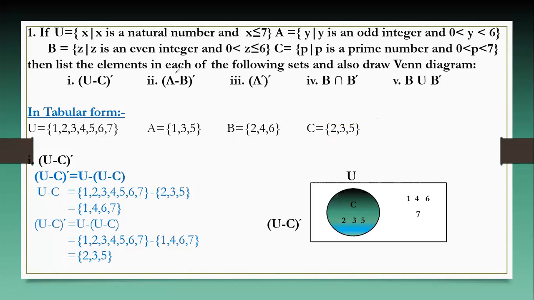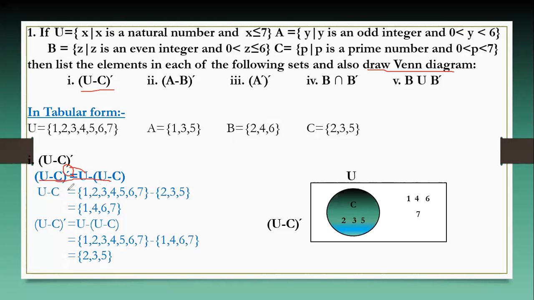The question is then: list the elements in each of the following sets and also draw the Venn diagrams. Now question number 1 is (U minus C) whole complement. U minus C whole complement, where the sign of complement is over there, means U minus, and bracket contains U minus C. Again, (U minus C) whole complement means U minus, and write this bracket as it is.